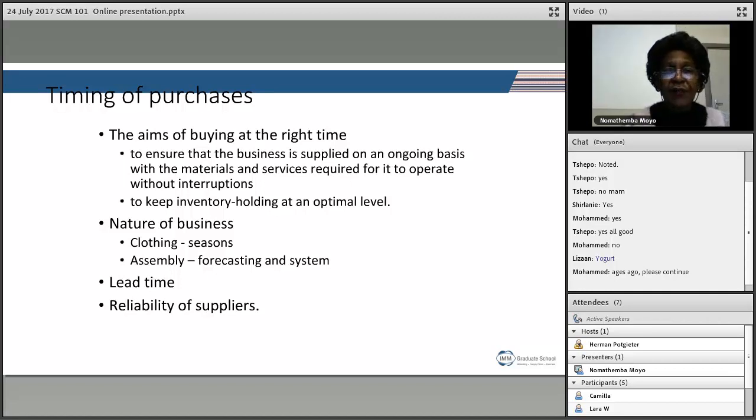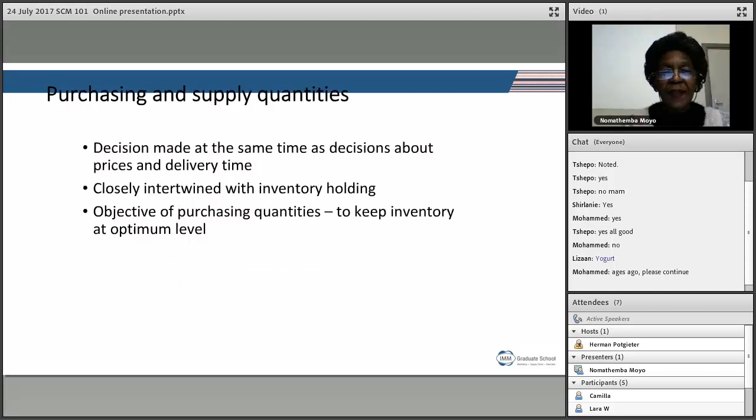So, nature of the business: we look at clothing, it has got seasons. Assembly, we look at forecasting and system. Lead time, I've explained, is the time it takes from ordering to receiving. Then reliability of customers.